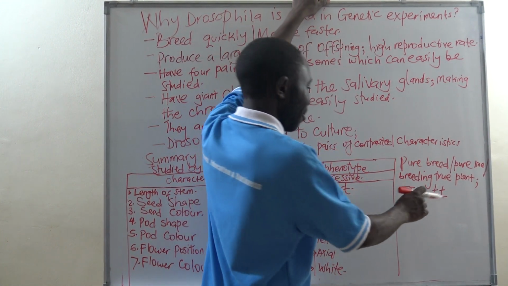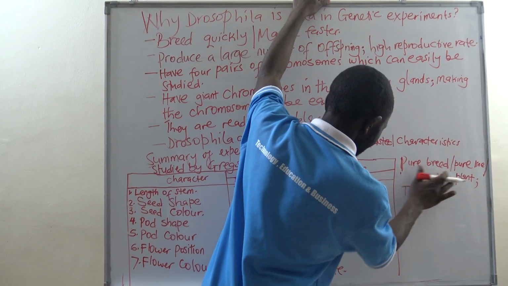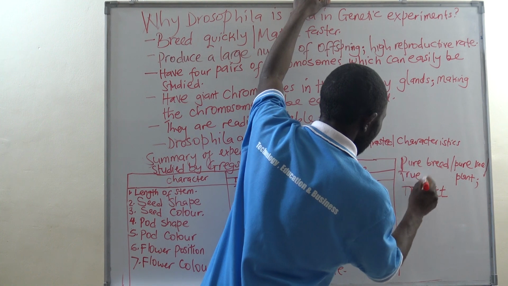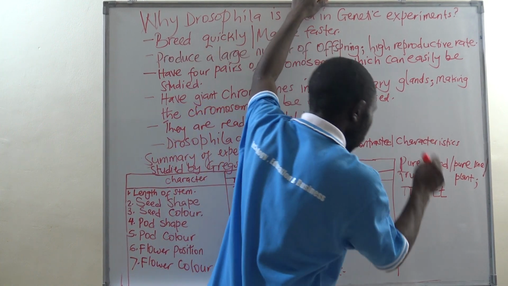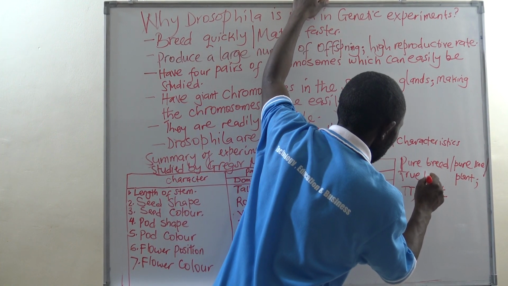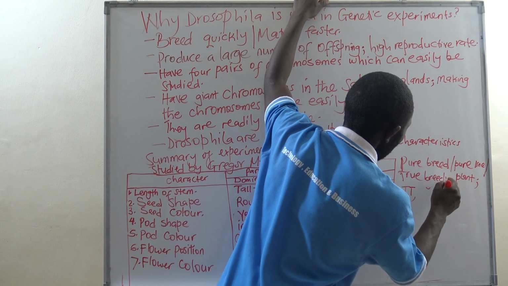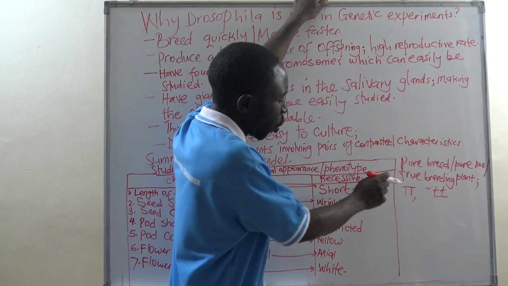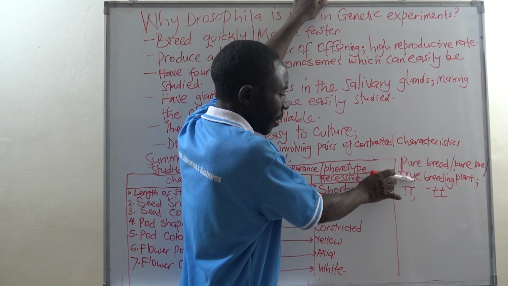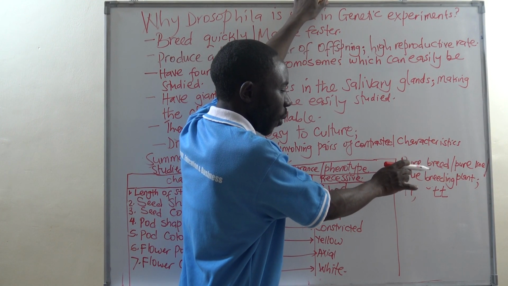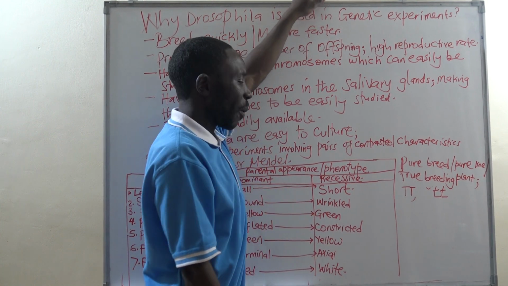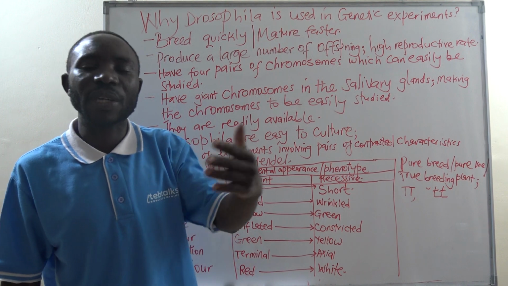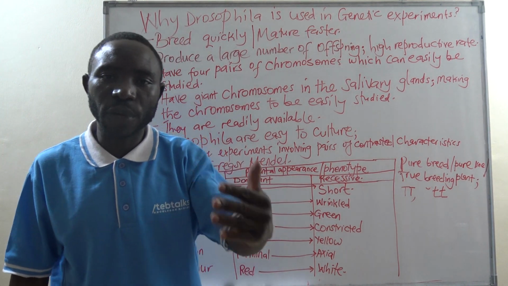Say breeding true plant. Let's begin with the word true. True breeding plant. You can best call it true breeding plant or pure breed or pure line, an organism which is in homozygous state for its character or for its trait.